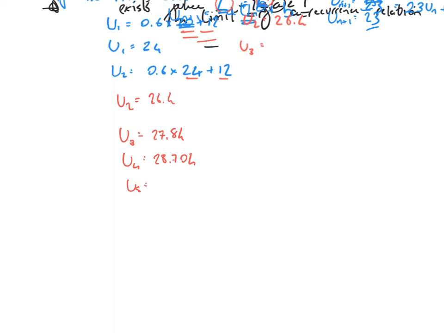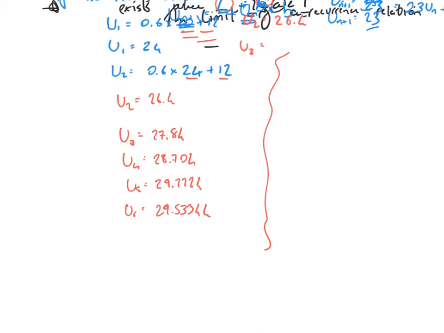u5, 29.2224. And finally u6 was the sixth term I was looking for, 29.53344. Okay, that's that bit done. Okay, the next bit of the question asks me to calculate the limit.